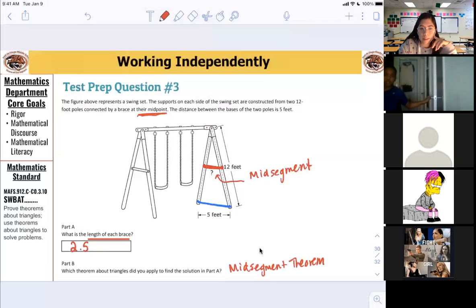Questions, comments, concerns? No, I think I understand. No, but there will be a quiz tomorrow on this and other things. This question was clear. It's saying, what is the length of each brace? It tells you that the brace is connecting the midpoints. So we're basically saying that the mid-segment is just half of the base? Yes.